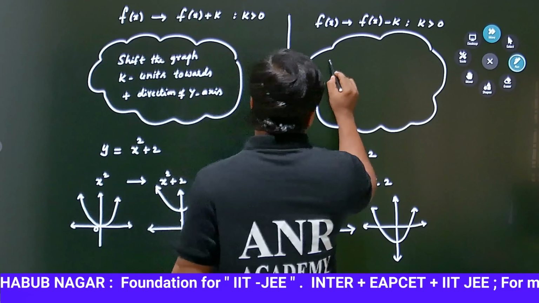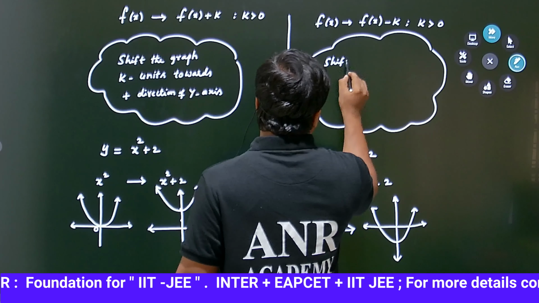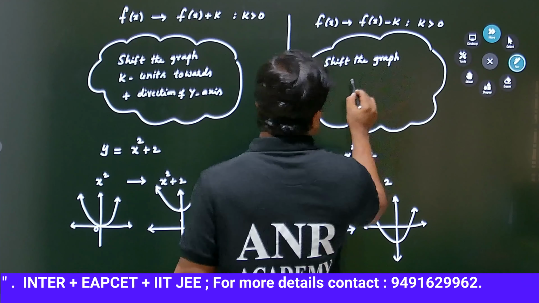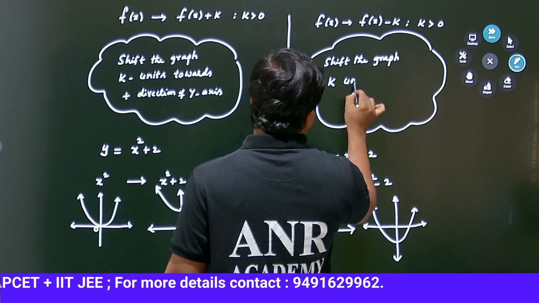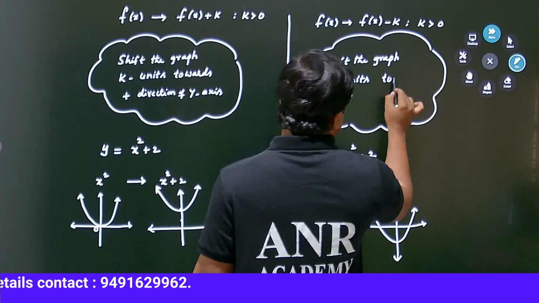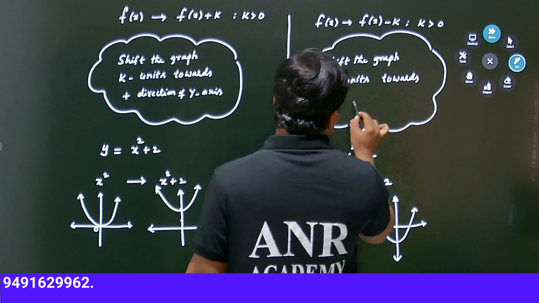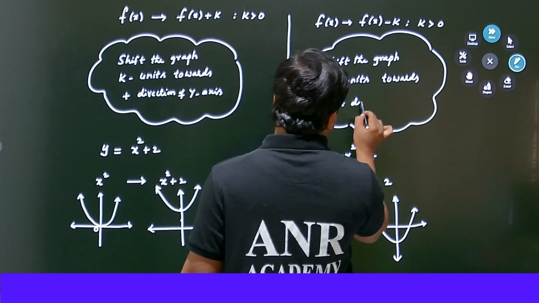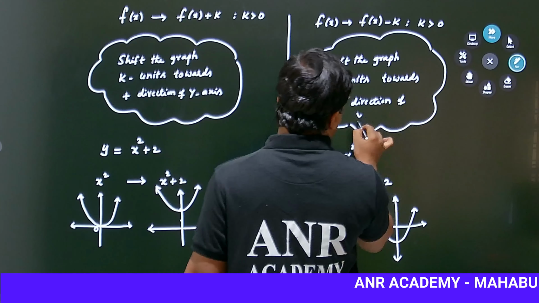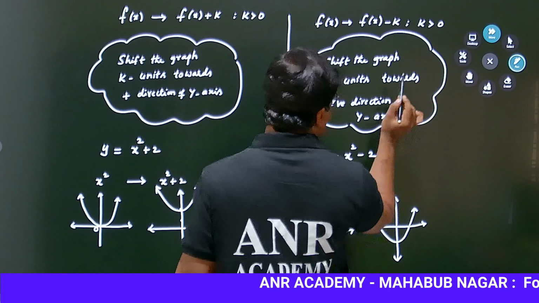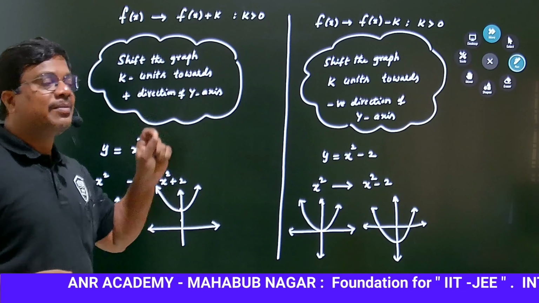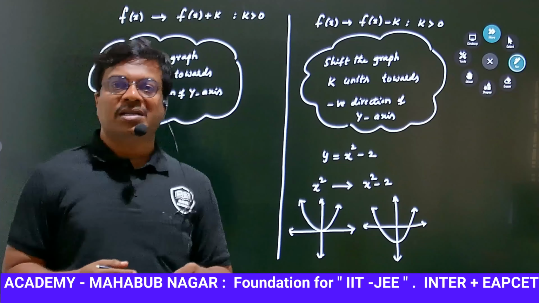That is, here you have to remember, shift the graph k units towards negative direction of y-axis. So these are the transformations when you have plus k and minus k. Let us discuss different examples.